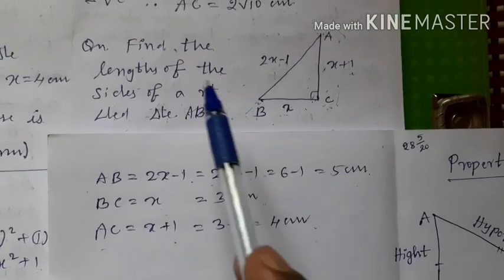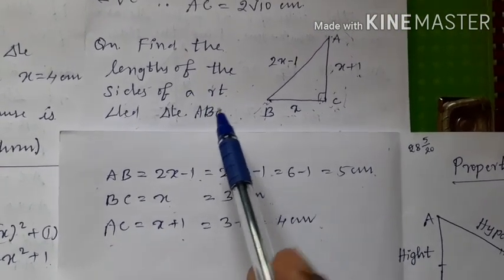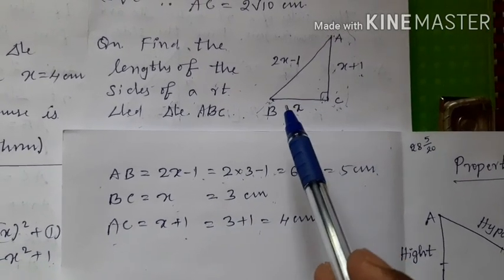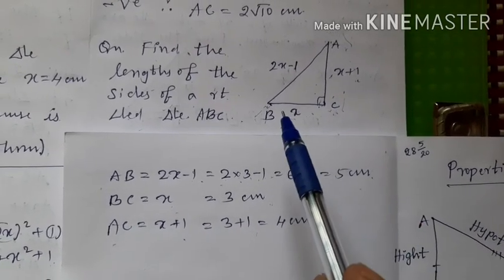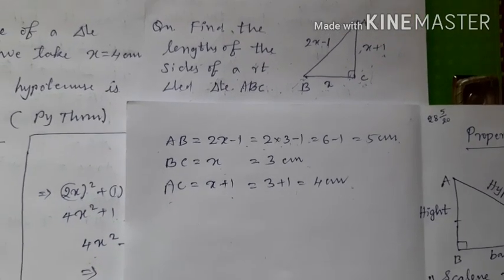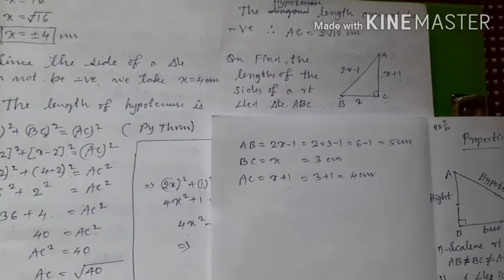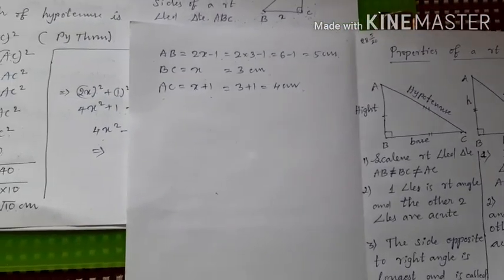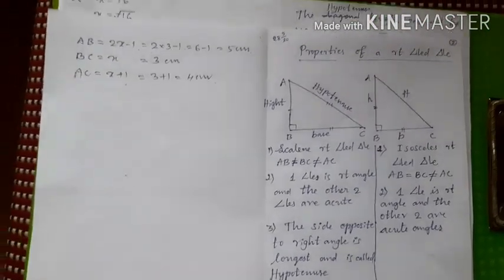So, we converted the quadratic statement into quadratic equation, then solved for x and found the lengths of the right angle triangle ABC. Okay. So children, today we learned about how the quadratic equations will help us to find the lengths of the sides in a right angle triangle.